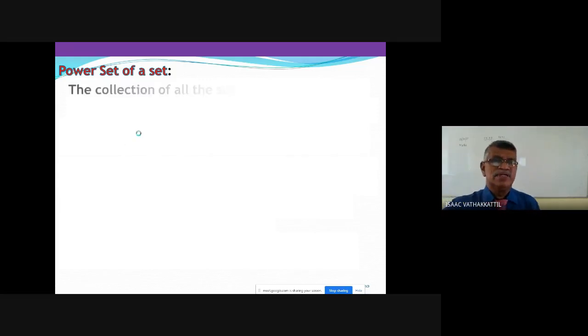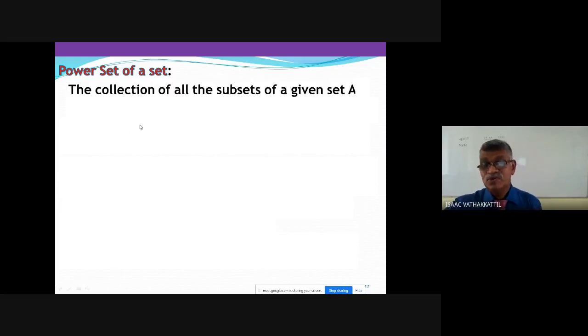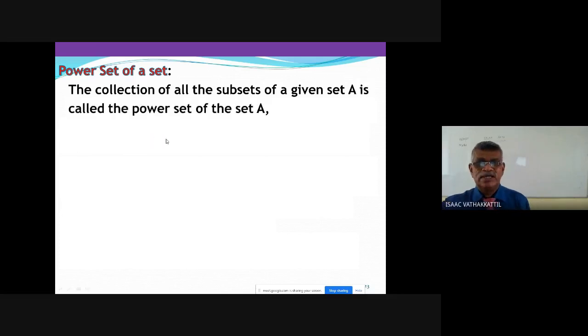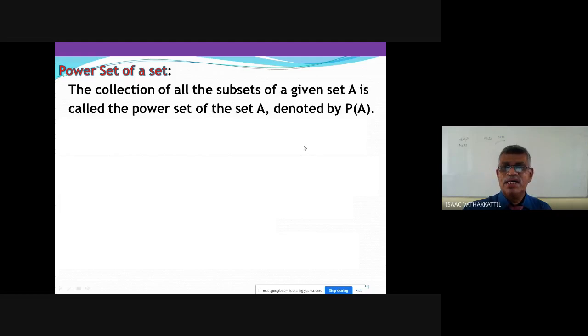Now we come to a very important term, power set of a set. Power set of a set means the collection of all the subsets of a given set. Now we know what is a subset. If we write all the subsets of a given set, we call it the power set. It is a collection of all the subsets of a given set, known as the power set of a set, denoted by P of A.